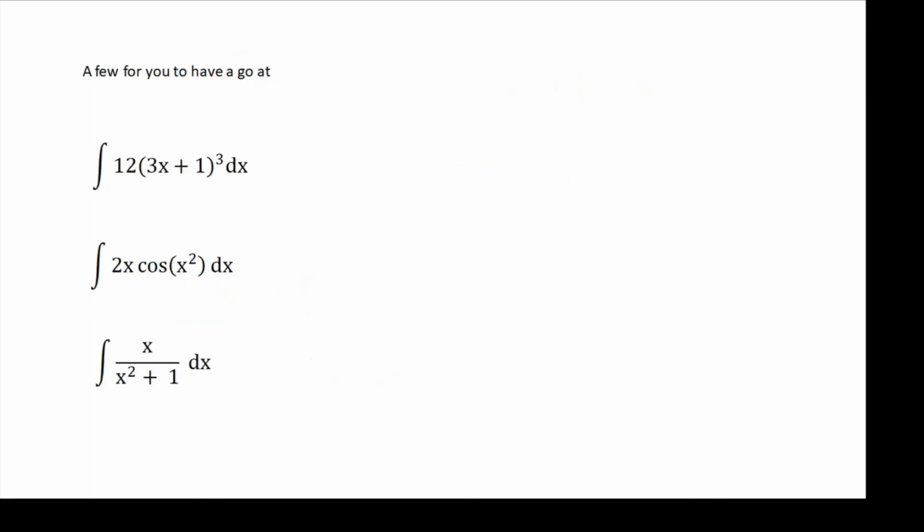Okay, here's a few for you to have a go at. So clearly it's a complex expression. It's more than just two things multiplied together. It's like a function of a function, and the first thing to decide is u equals something. I suggest you pause the video, have a go at these yourself, and I'm going to show the answer in 3, 2, 1.